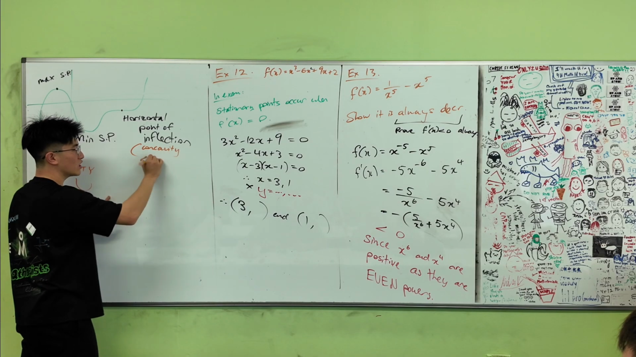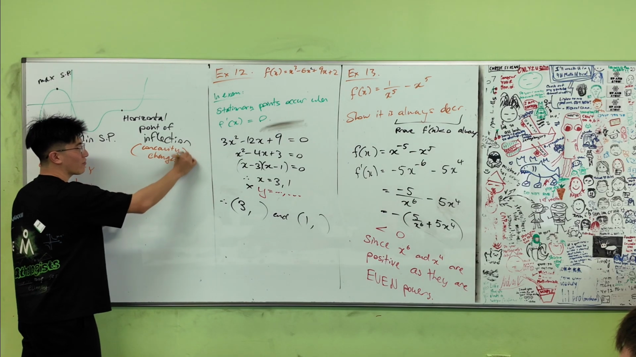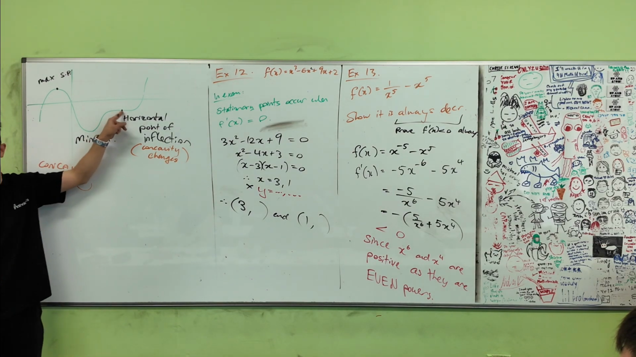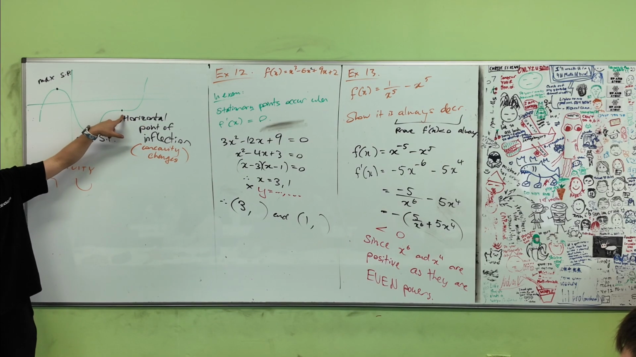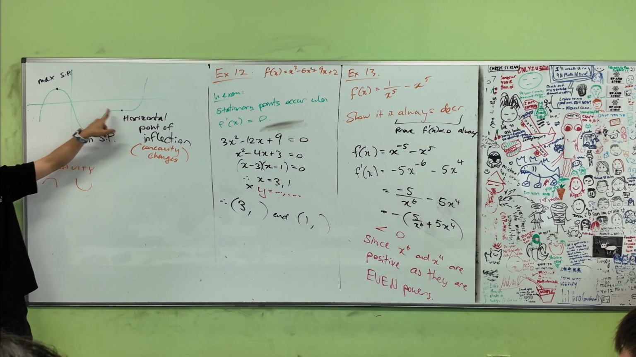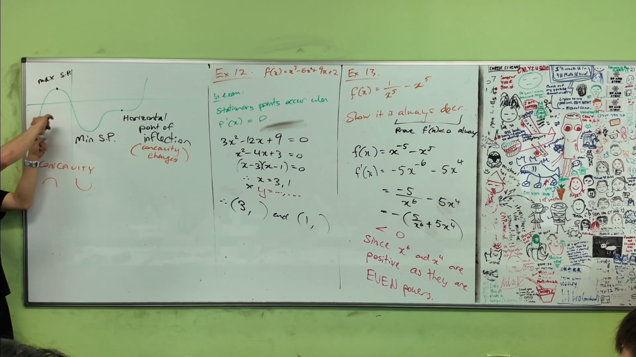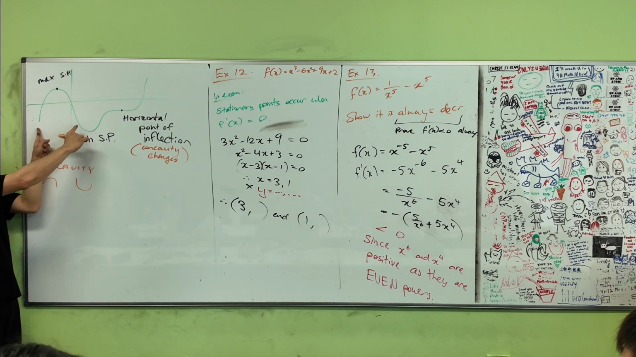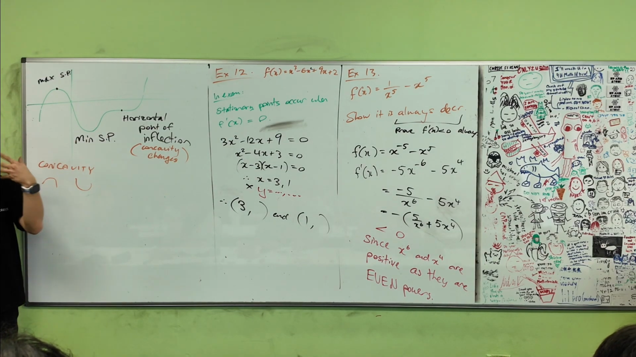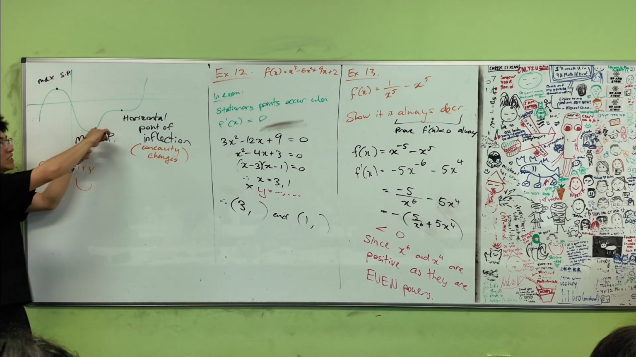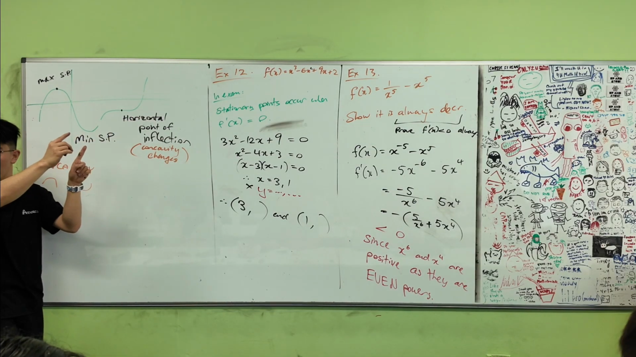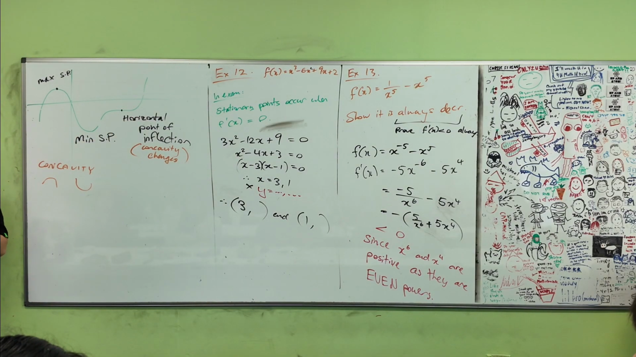A point of inflection is where concavity changes. Do you see we changed mood here? We went from sad to happy. That's why it's called a point of inflection. Just like how a stationary point is actually where you change from increasing to decreasing, or decreasing to increasing. So it's when stuff changes. So a point of inflection is when you change from sad to happy.